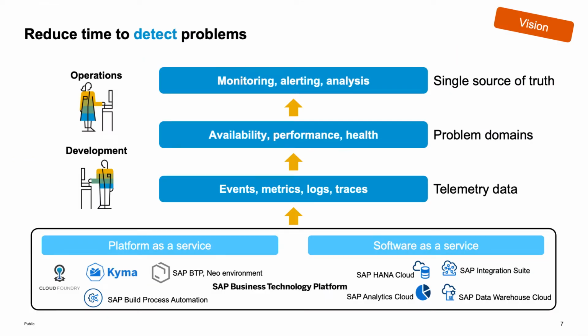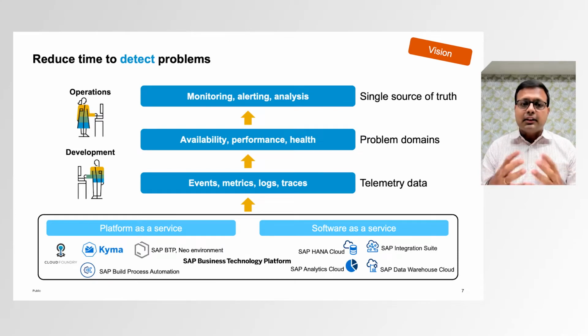So from a detection point of view, the end goal is to reduce the time for you to detect the problems, which means that we need to provide the information whenever there is an anomaly on the platform, whether you're using SaaS applications or PaaS applications, so that you are able to detect the problems in various problem domains, whether they are availability problems or performance problems or health of the instance itself and so on and so forth. We would like to collect the events, metrics, logs, and traces and compose them into different problem areas so that you can actually monitor the platform in a seamless way and get alerted as quickly as possible for any kind of problem that occurs.